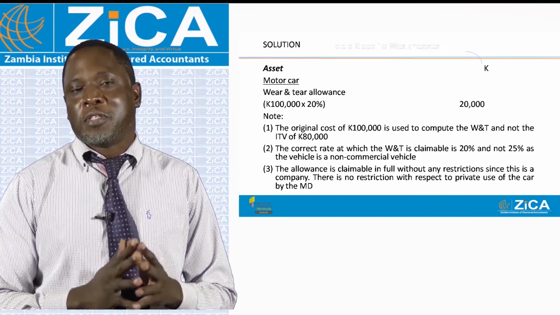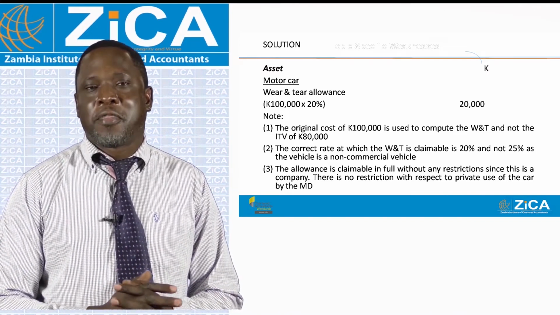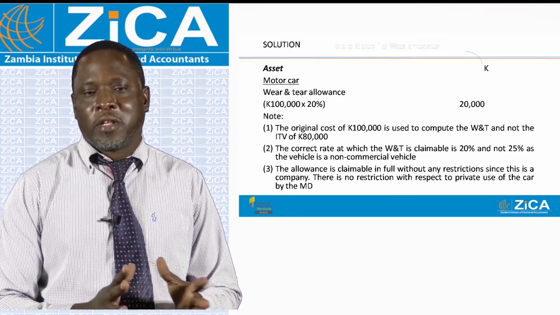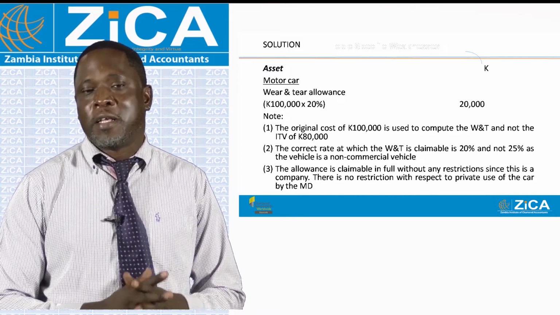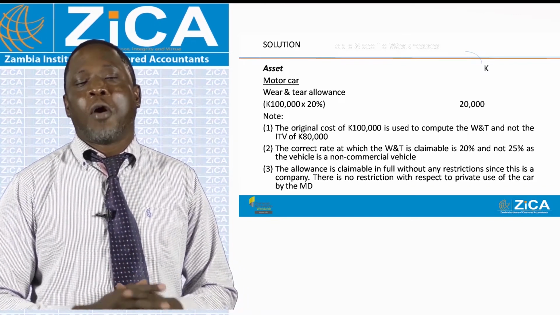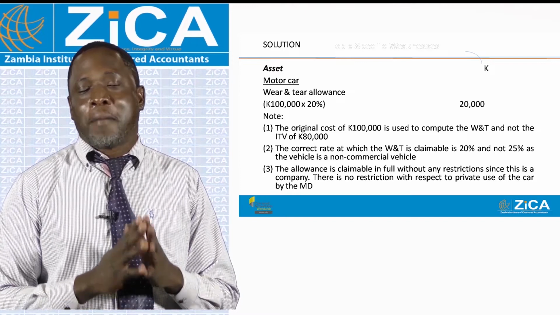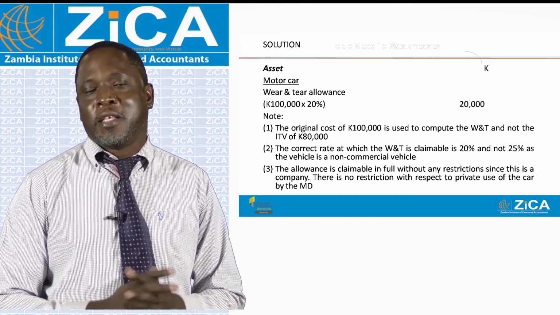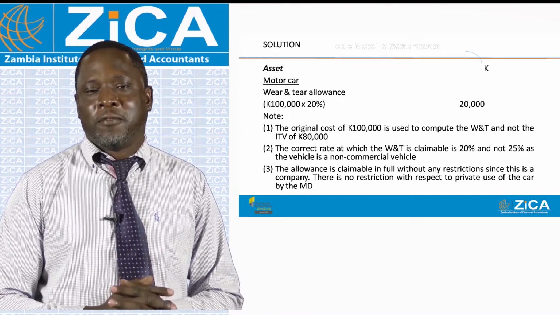A motor car is a non-commercial motor vehicle, and therefore the appropriate rate to use is 20%. Secondly, you use the original cost of 100,000 kwacha to compute the wear and tear allowance and not the income tax value brought forward, which was 80,000 kwacha. Thirdly, you are going to claim the capital allowance in full because the taxpayer we are dealing with is a company and not an individual.